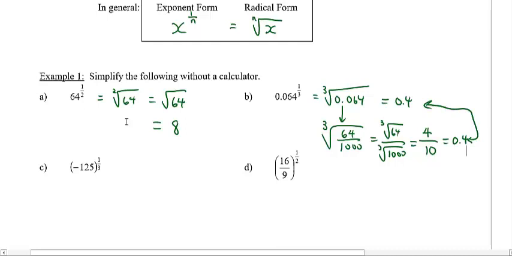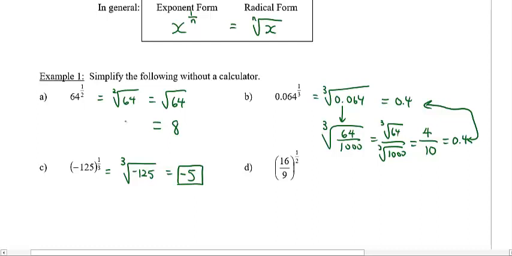Something tricky with a negative here, but don't worry, same idea. The power of 1/3 is the cube root. So you're asking what number multiplied by itself 3 times is equal to negative 125. And if you wrote down negative 5, I'd be very happy.